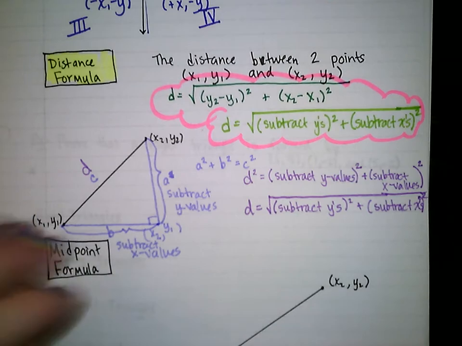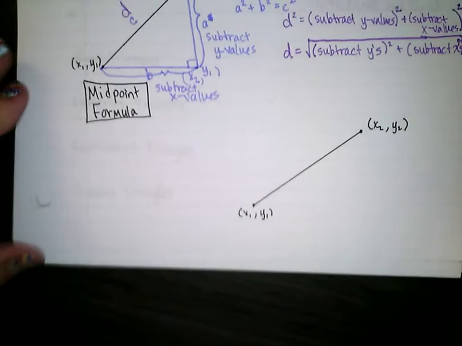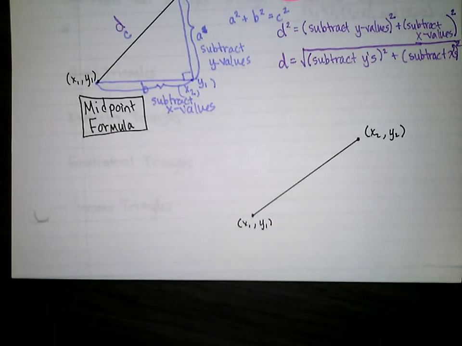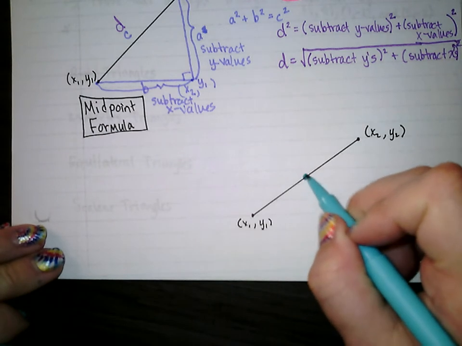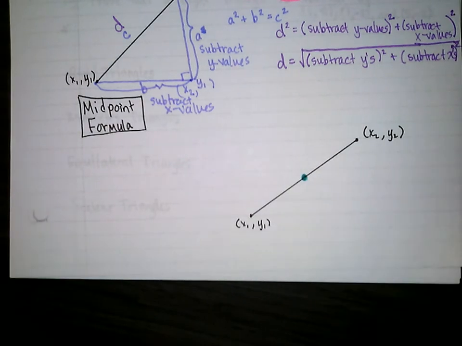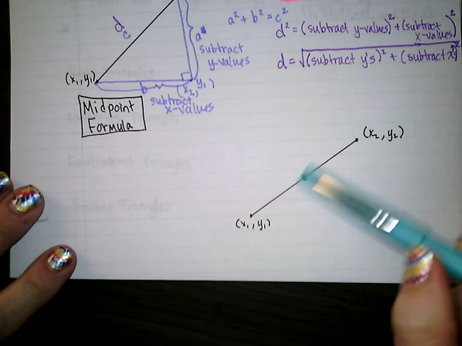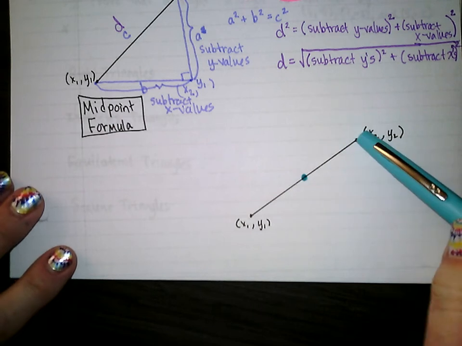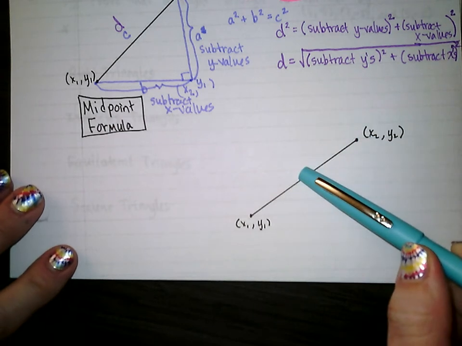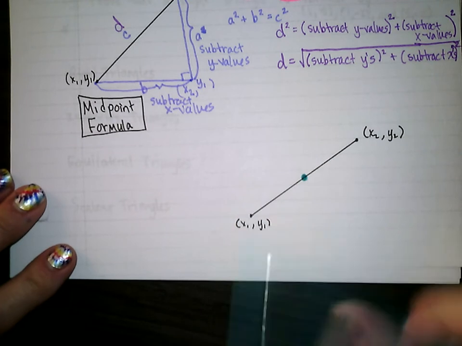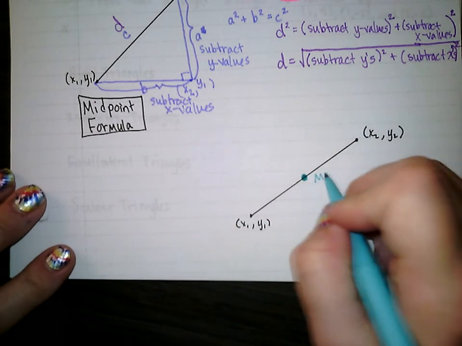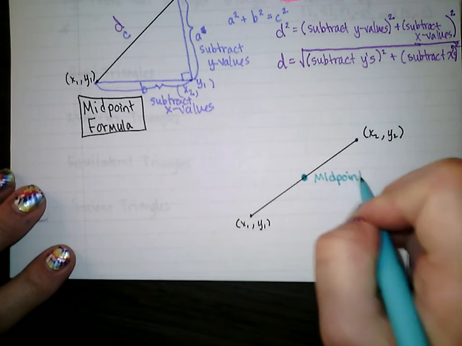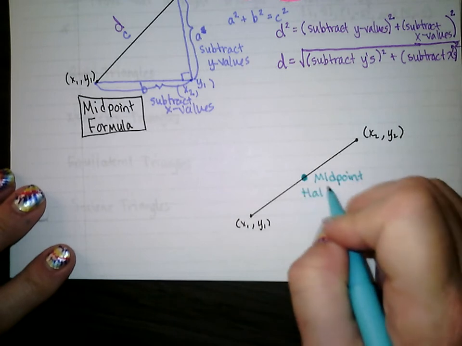Okay, midpoint formula. The midpoint formula is based on the midpoint being halfway between two ordered pairs. So the midpoint would be right here in the middle, meaning that it's the same distance from x2, y2 to the midpoint as it is from the midpoint to x1, y1. So here's our midpoint, and it is halfway between 2 points.